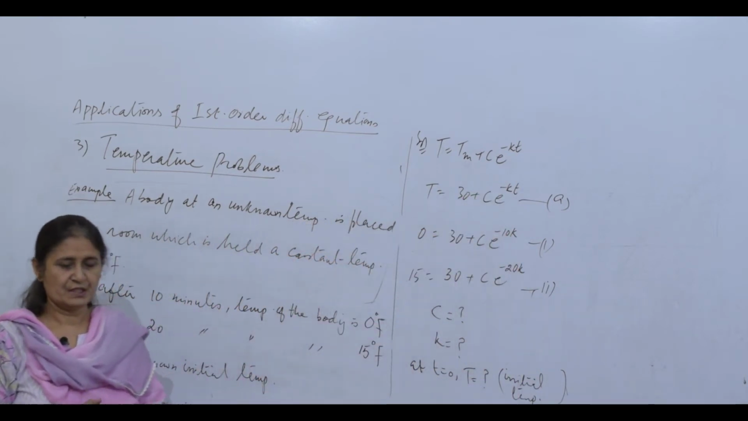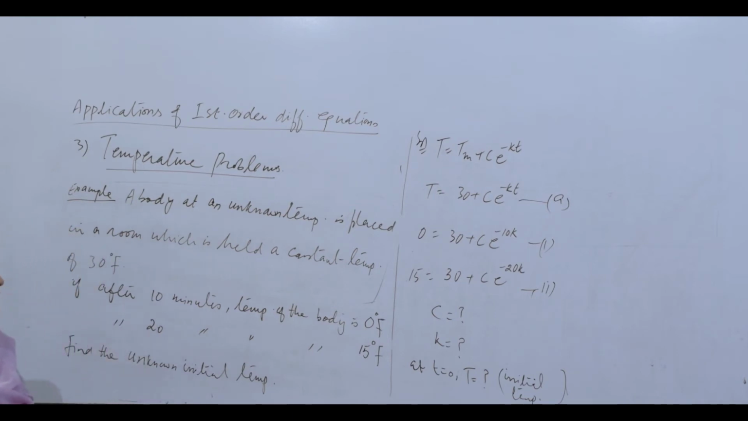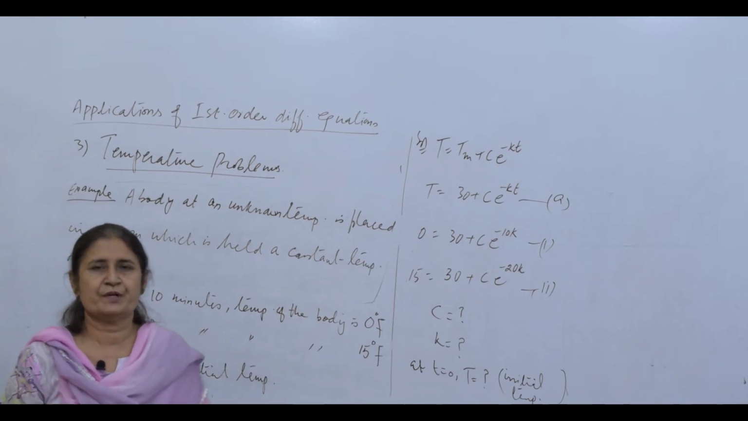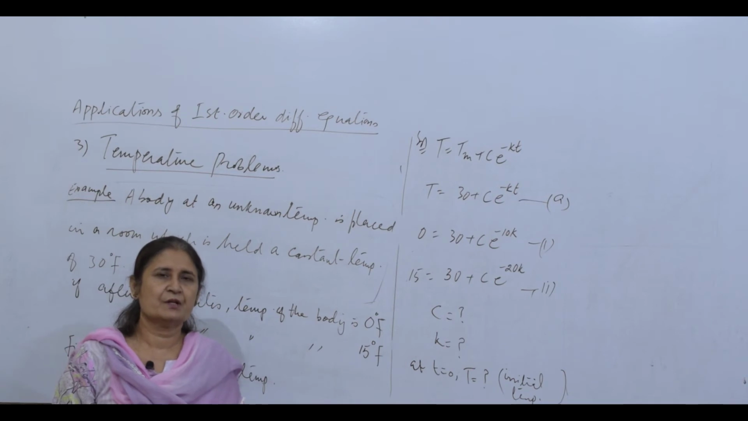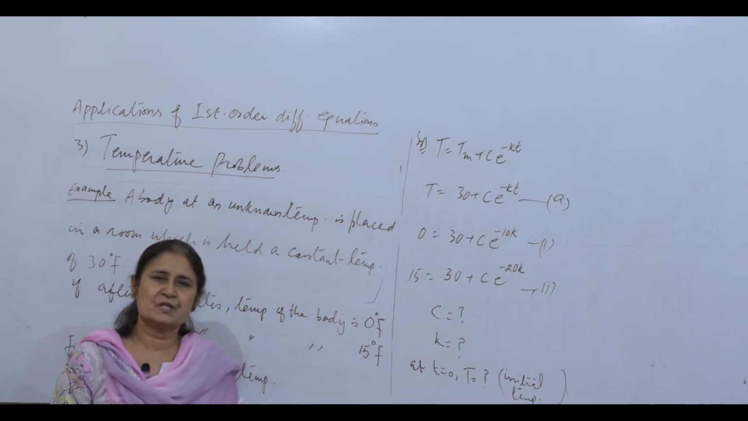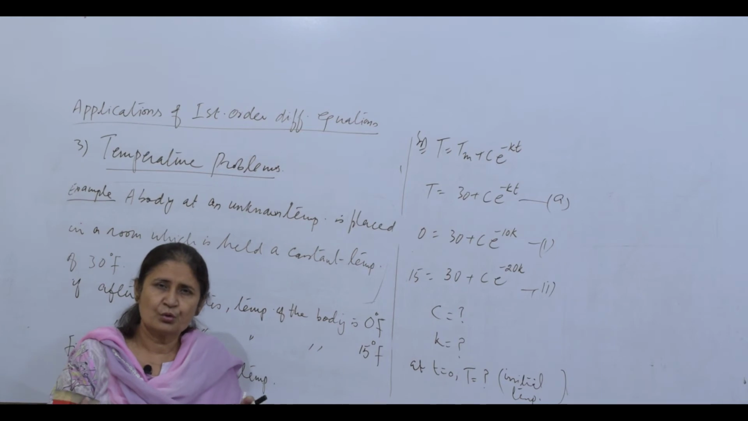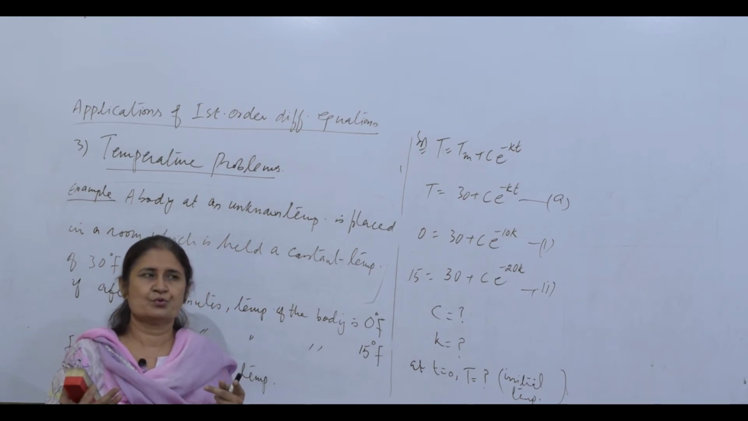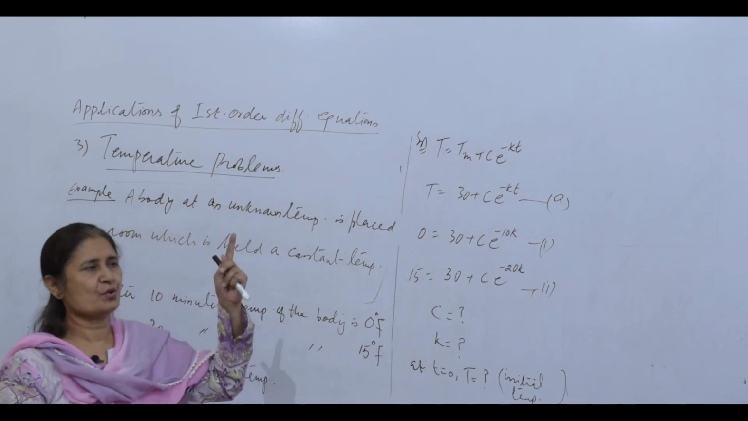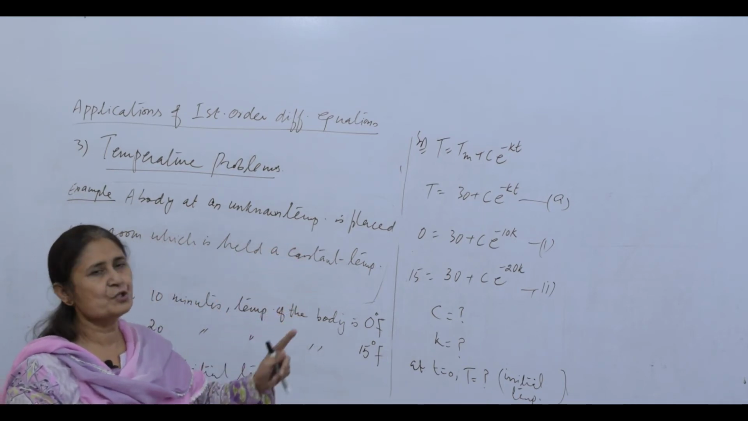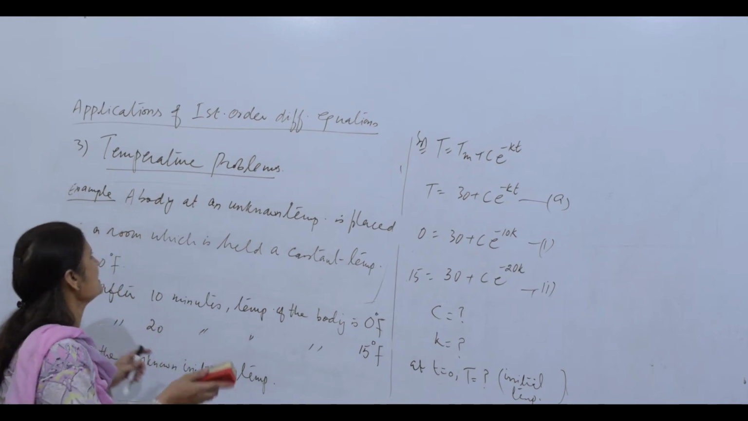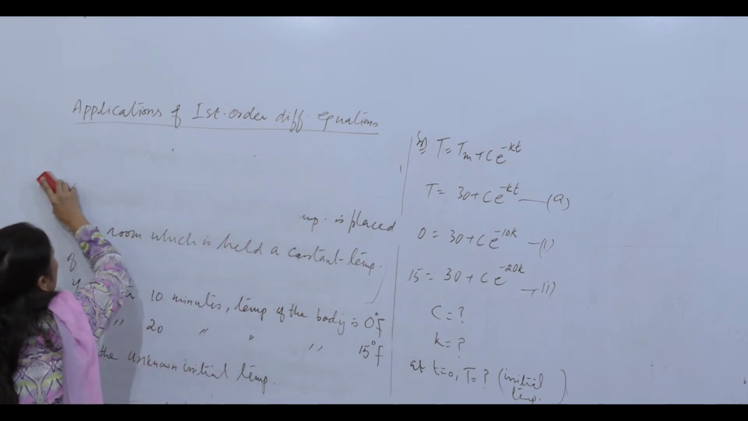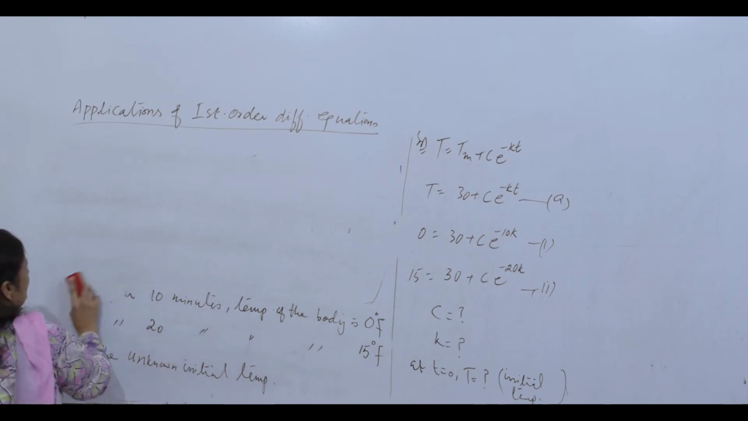I hope this third application of first order, which is the temperature problem, is clear. It gives you Newton's law of cooling, whether a process is heating up or cooling down. Similarly, for growth and decay, whether the process is growing up or decaying down, you are using the same equation, in which you have variable separable. Here the differential equation is linear in capital T.